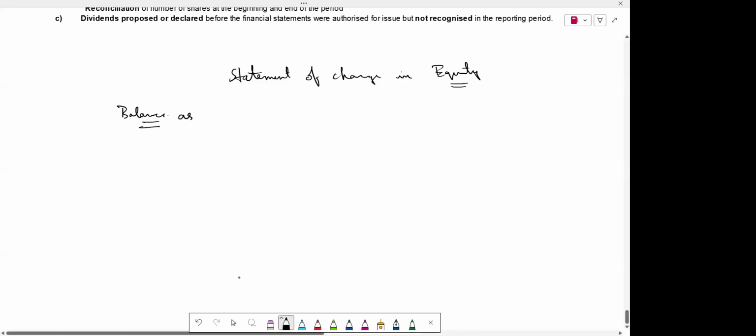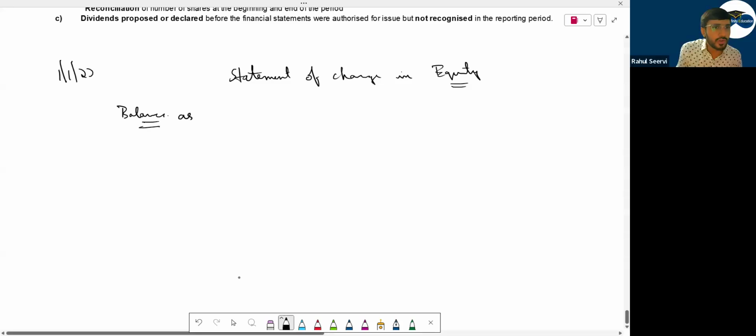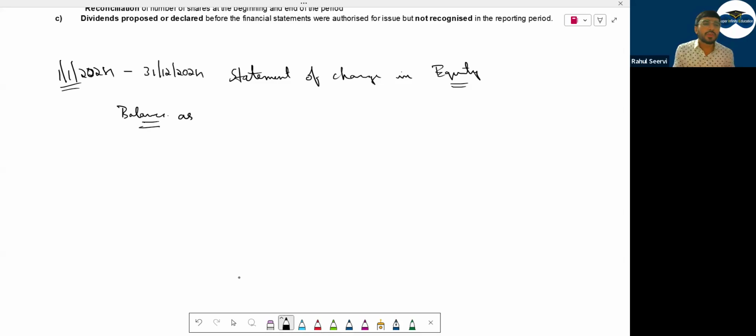Note down. I say that 1st Jan 2024 balance brought forward, and your year end is 31st December 2024. Now every time I'll be using January and December as the accounting period. I will not use 1st April to 31st March, it will be confusing. Where it is required, I will be using that, 1st April to 31st December.